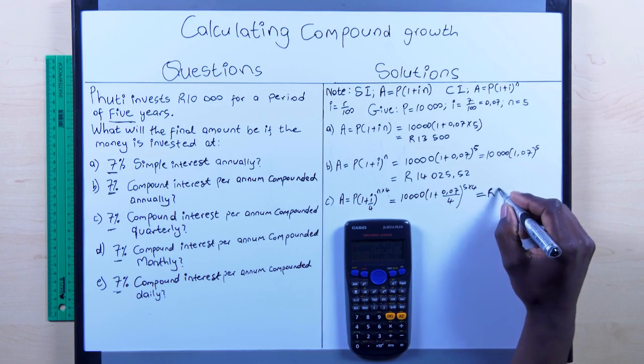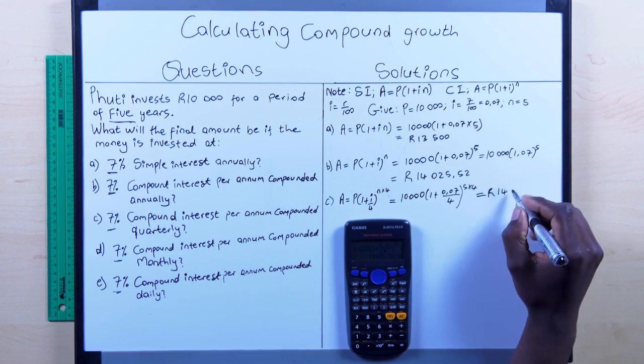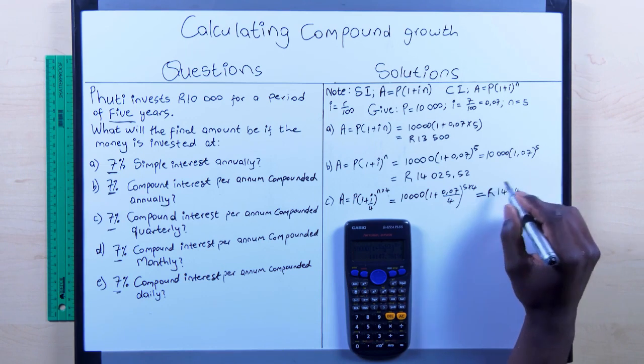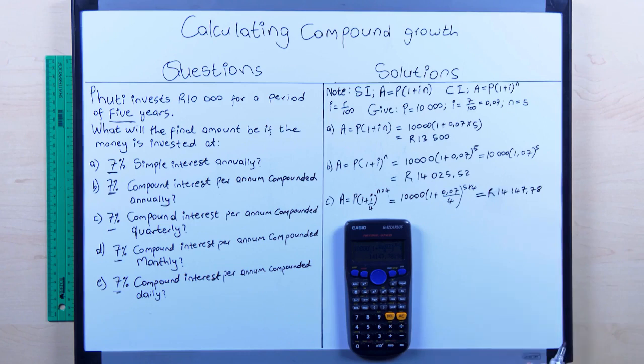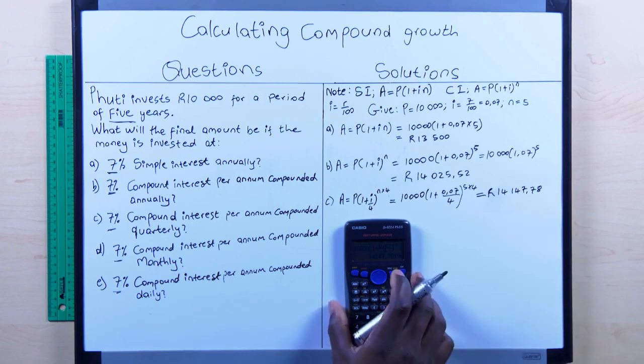You get even more if your interest is compounded quarterly. You get more than someone whose interest is calculated annually, and this is the difference. So which means that you'll get 14,147 rand 78 cents.